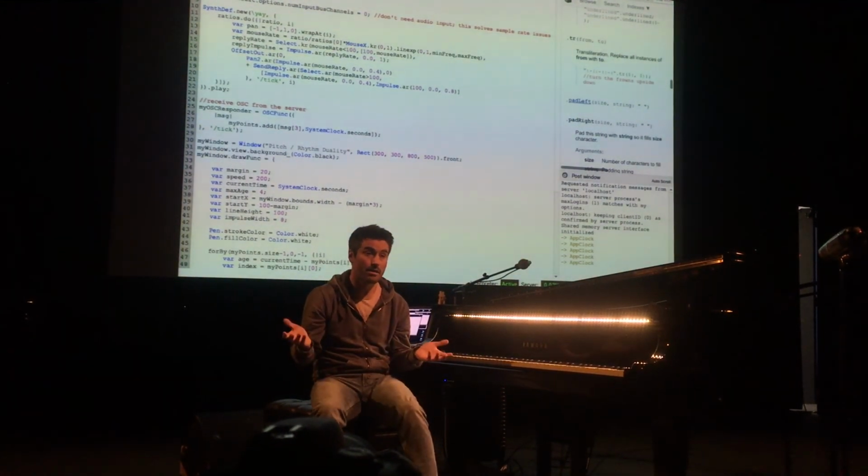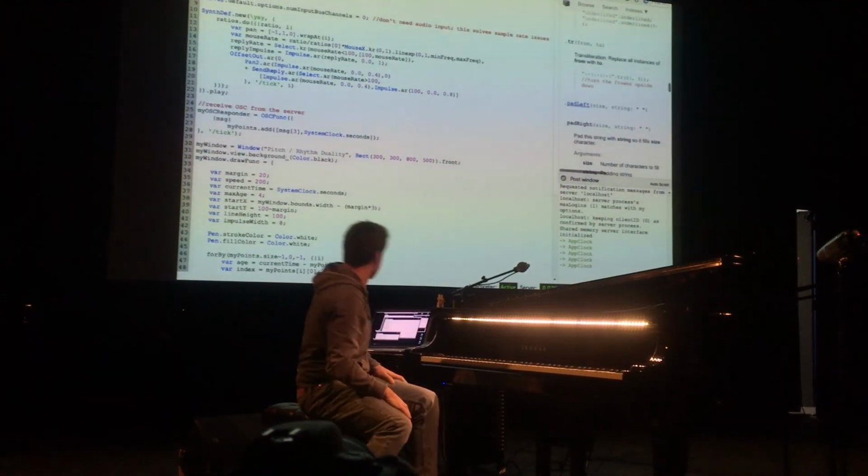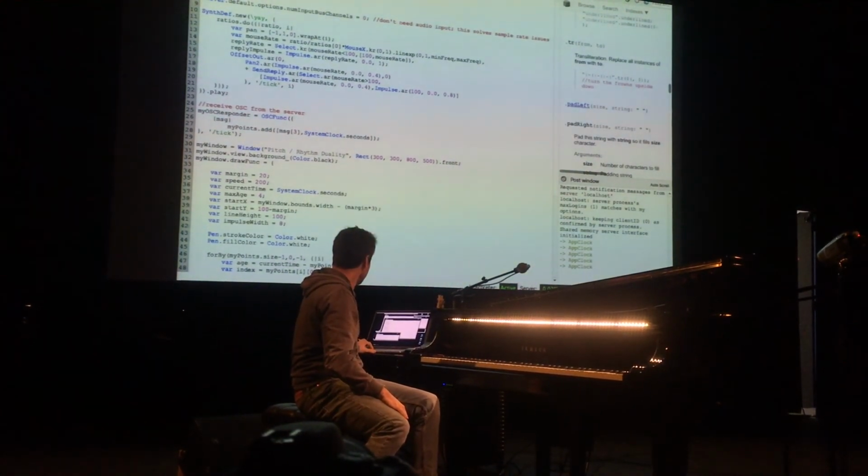And I thought, okay, I would love to build one of those, but that sounds like too much work. So I'm going to write a computer program to do it. So let's see.